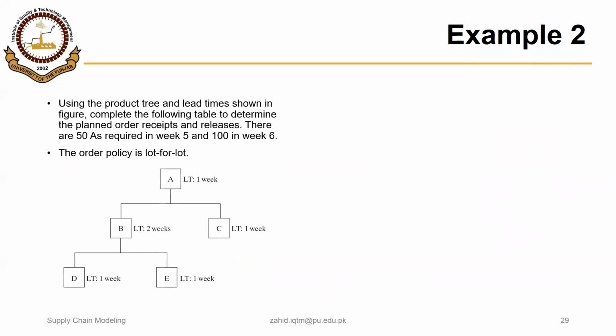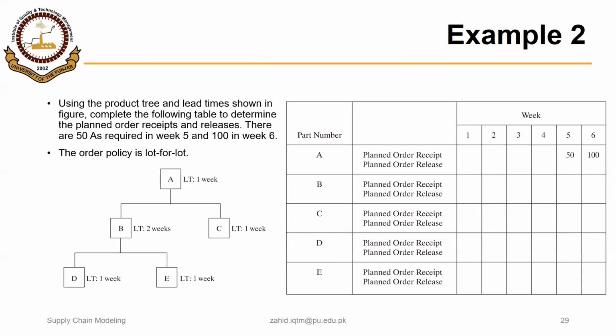So let's solve an example quickly. It is not showing the complete MRP matrix here. We are going to discuss the concept of lead time offsetting. We have the end item A that has a lead time of 1 week that consists of B and C. These are the two sub-assemblies. The lead time is 2 weeks for B, 1 week for C, and B has two components D and E. Each of them has a lead time of 1 week.